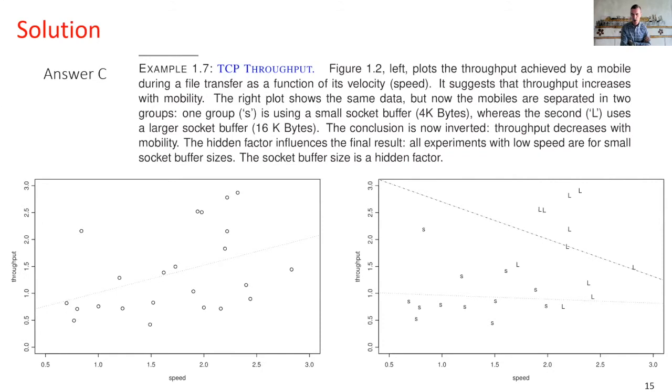In order to see why, I'm showing the same diagram here. The diagram we saw is this one. But now I'm putting a label on the data points. The label is S or L. This label corresponds to the socket buffer that was used in the setting of those mobile devices.